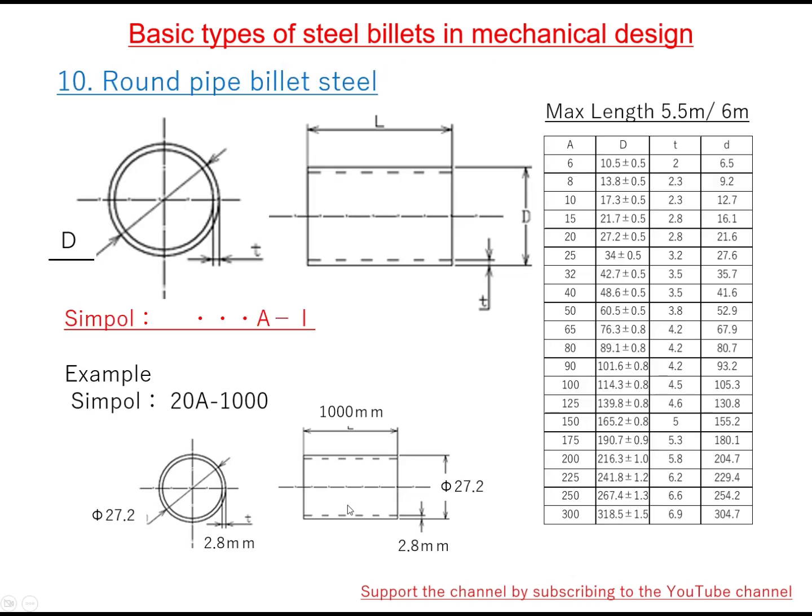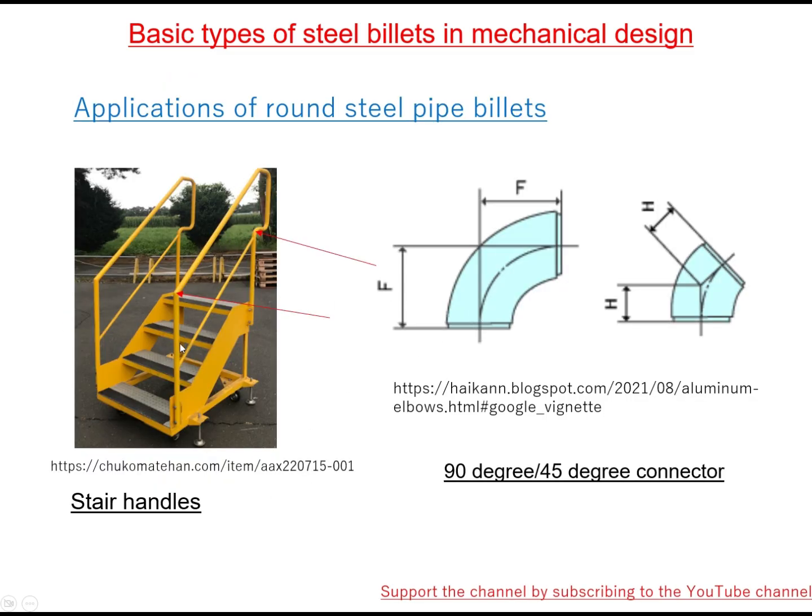The 10th is round steel pipe billet. It is often used for unimportant details such as handrails of stairs or safety fences because it is light. At the bending positions of the pipe, people do not bend the pipe but use available 90-degree, 60-degree, 45-degree pipe billets to weld in, so don't get confused.